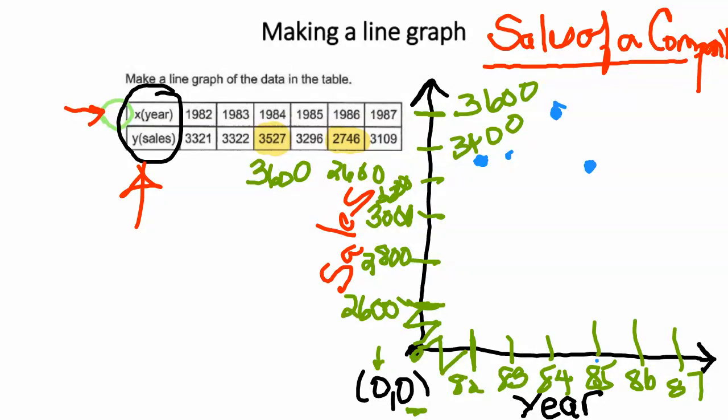Then I have 2746. Well, 2746 is about right here. And then I have 3109. When I connect these dots, that's what it looks like. And remember, I have breaks.